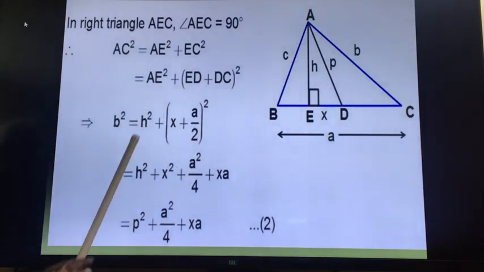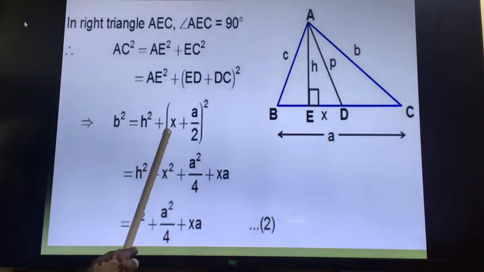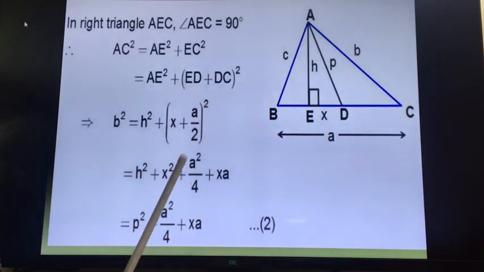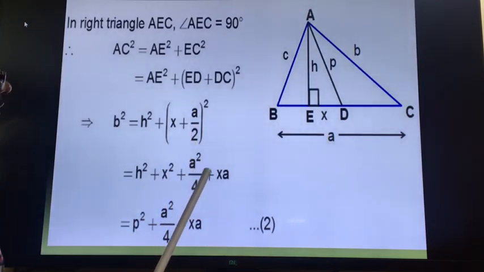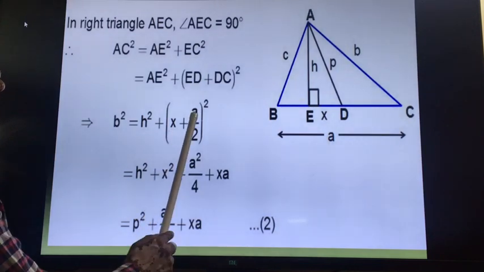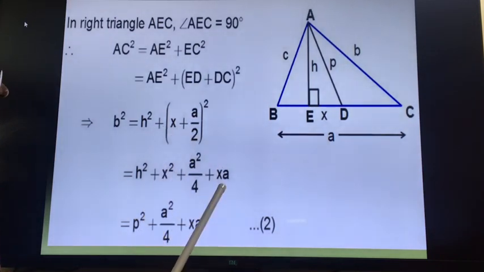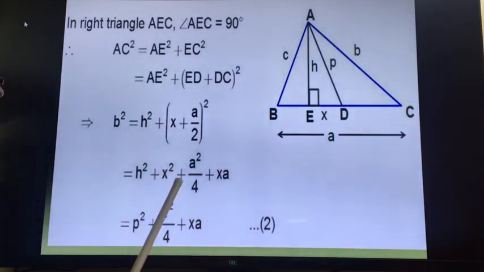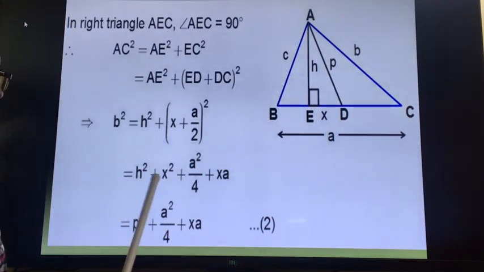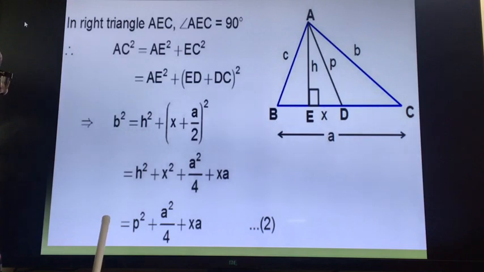Now B square is equal to H square plus, here we can apply the formula (A plus B) whole square. So a square plus b square, that is (a upon 2) whole square, so that is a square by 4, plus 2ab, so 2 into x into a upon 2, 2 cancel, so you will get xa. So we got b square is equal to h square plus x square plus a square by 4 plus xa. In the previous equation number 1 we have proved that h square plus x square is equal to p square. So here we will get p square plus a square by 4 plus xa is equal to b square.